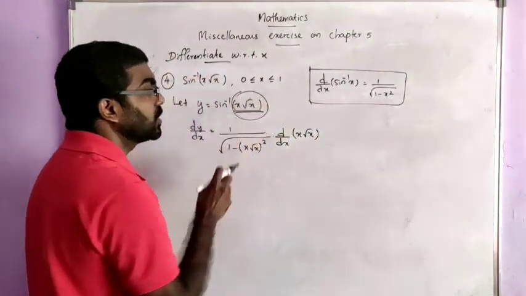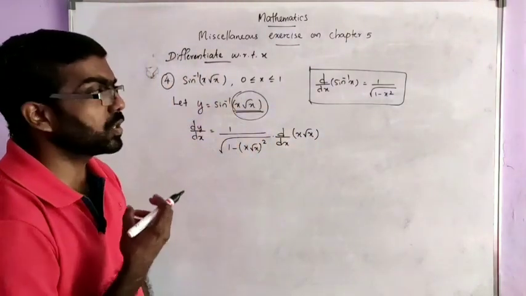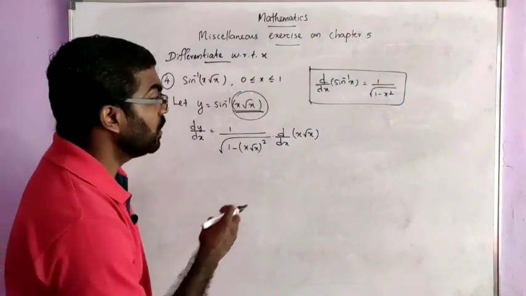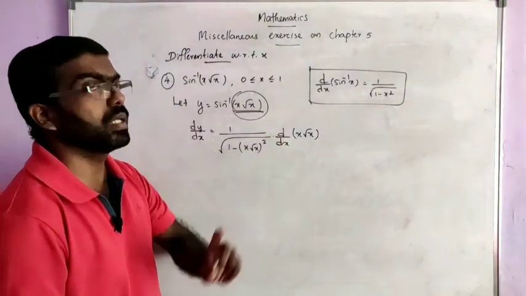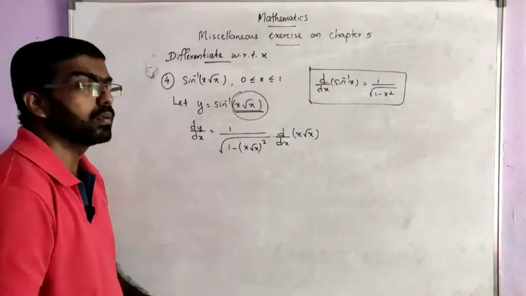We assume x root x as x in order to apply the formula. So we have to multiply with the derivative of what? That particular term, that is x root x. Clear?